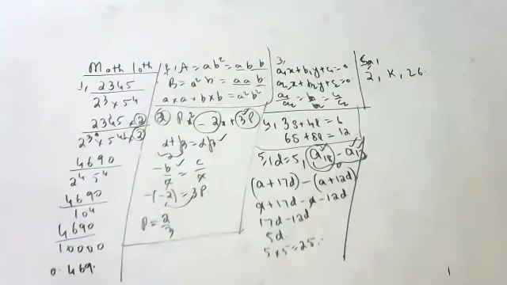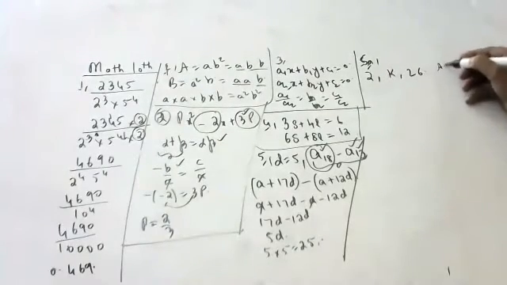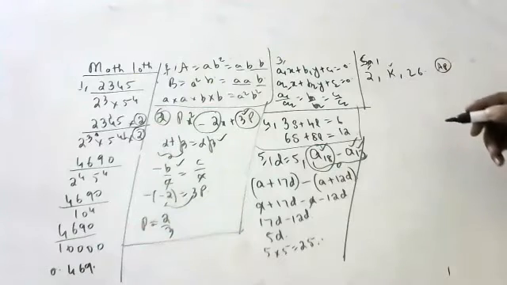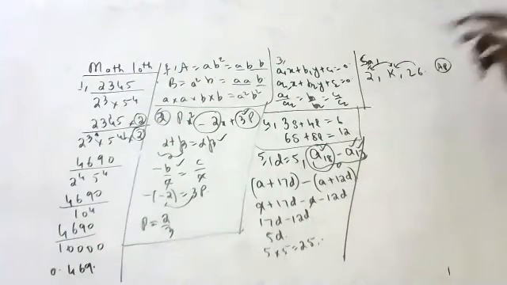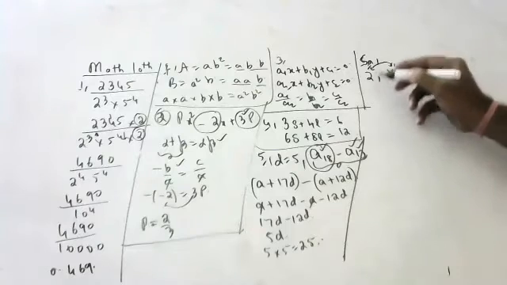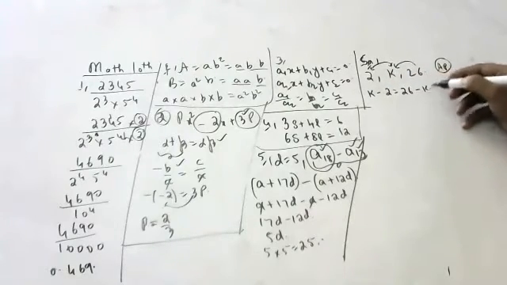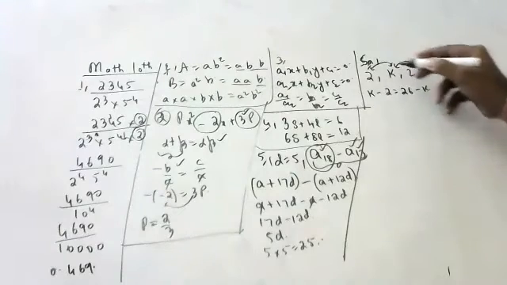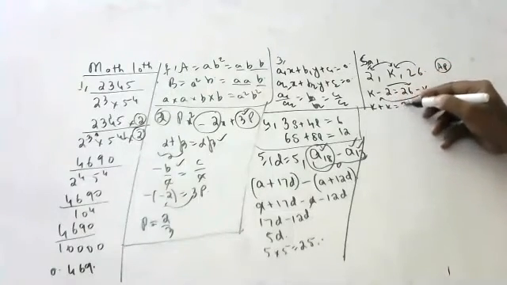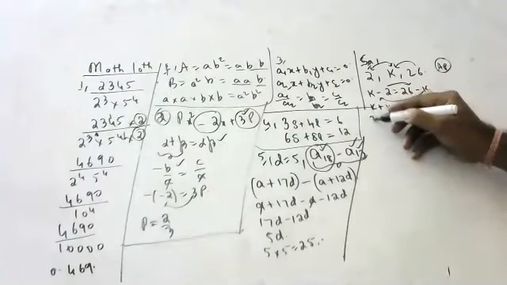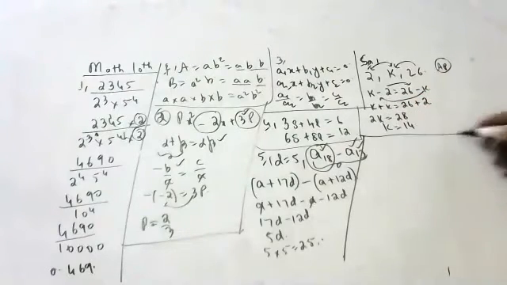Kashish. Sir, 2, k and 26 are in AP. What is the value of k? Sir, this minus this is equal to this minus this. So k minus 2 is equal to 26 minus k. Sorry, 26 minus k. So k plus k is equal to 26 plus 2. 2k is equal to 28. k is equal to 14. Thank you so much, ma'am.